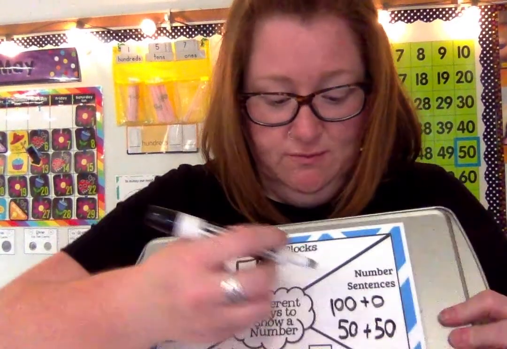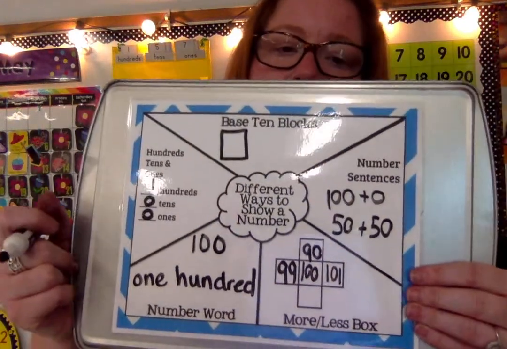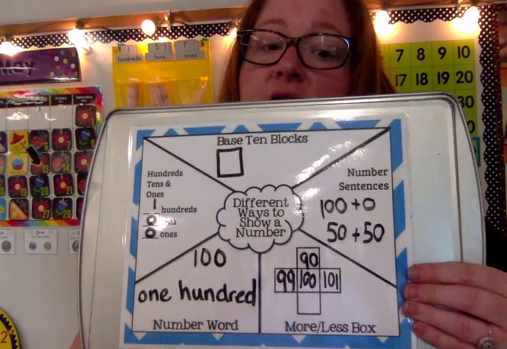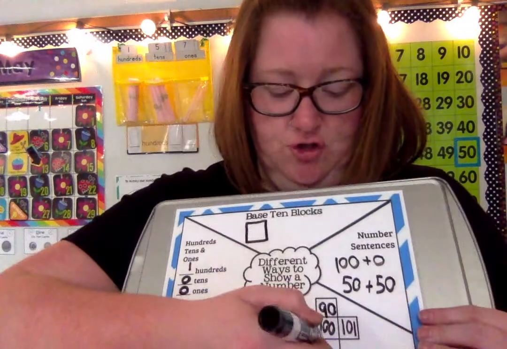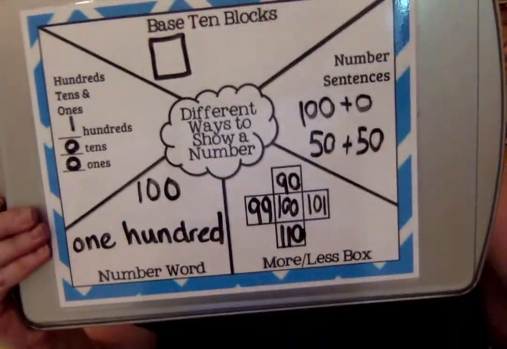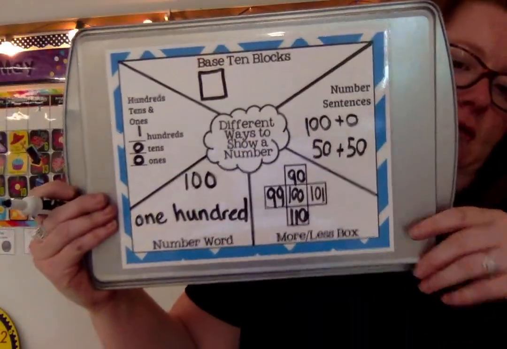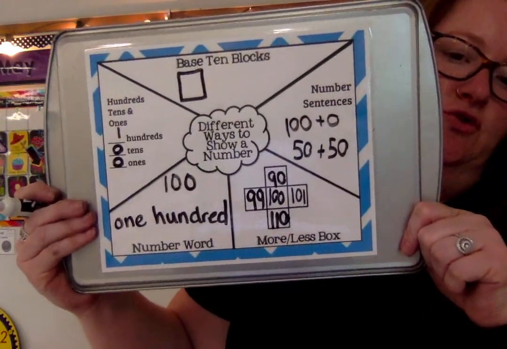Did I give you a clue? Did you know it was 90? Then if we added another group of 10, so we still have our 100, but we add a 10 in the tens place, we would say that's 110. 10 more is 110.